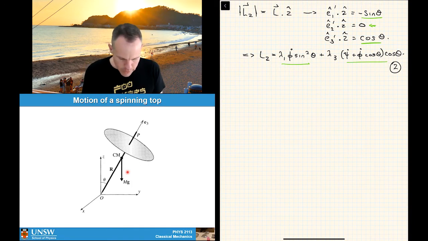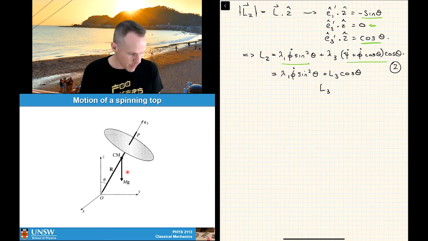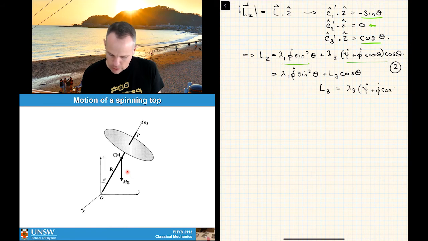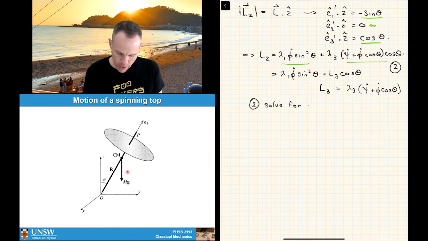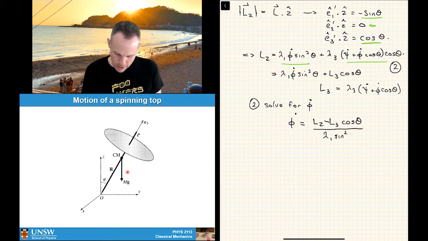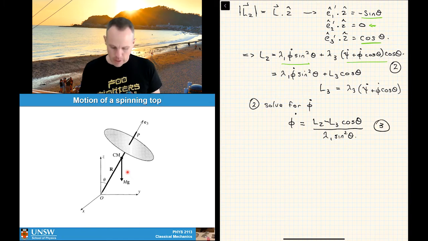All right. What we can do is write this thing that we just got here as lambda 1 phi dot sine squared theta plus L3 cos theta, where we now have this thing L3, which is just lambda 3 times psi dot plus phi dot cos theta. Okay? And of course, we can take the equation we just wrote, number 2, and solve for phi dot. That will give us phi dot is equal to LZ minus L3 cos theta on lambda 1 sine squared theta, like so. Okay, and let's call this 3 because we're going to use this down below as well to deal with our problem.